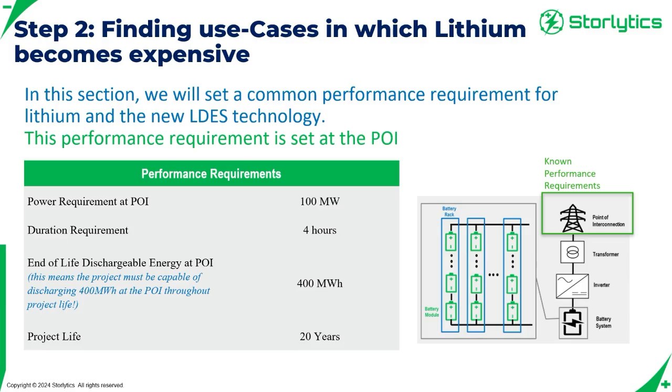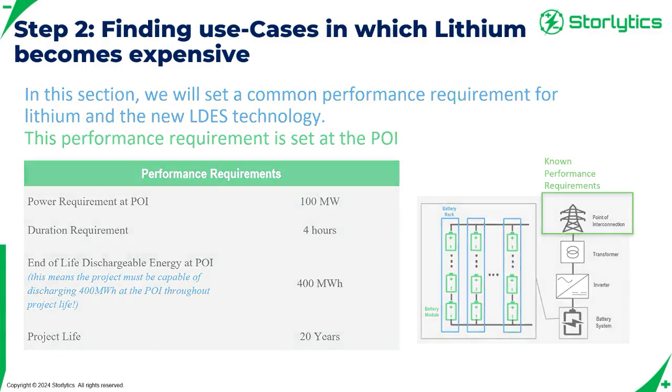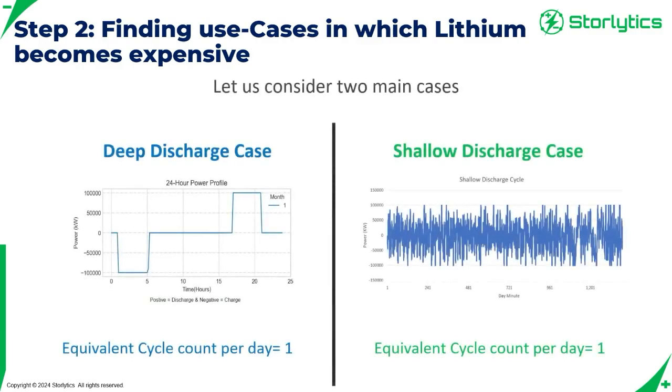So we're going to set some project assumptions. Let's just say power requirement 100 megawatts at the point of interconnect, duration 4 hours. So that's 400 megawatt hours dischargeable at the point of interconnect, and let's assume a 20-year project life. Okay, and we'll do 2 simulations, and this is just focusing on lithium. We're not talking about any long duration technology till now. We'll assume 2 cases: one deep discharges, the other shallow discharges. Both of them 1 equivalent cycle per day.